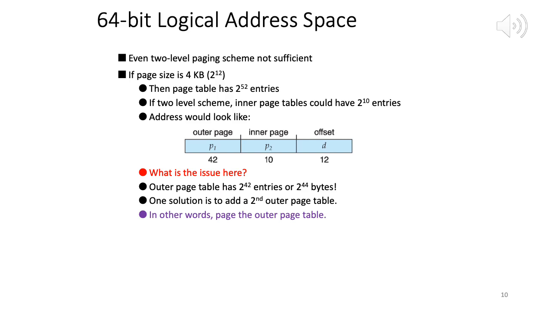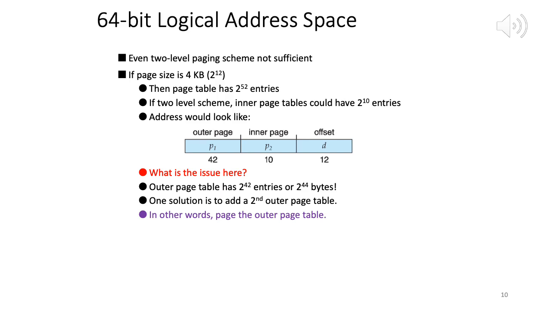So note, this is again problematic because the outer page table has 2 raised to 42 entries, or 2 raised to 44 bytes, since each entry is 4 bytes, 32 bits. So clearly, the 2-level page table will also not work because it will be hard to find this 2 raised to 44 bytes of memory in one place. So which means 2-level paging is not enough, and we need to page the outer page table as well.